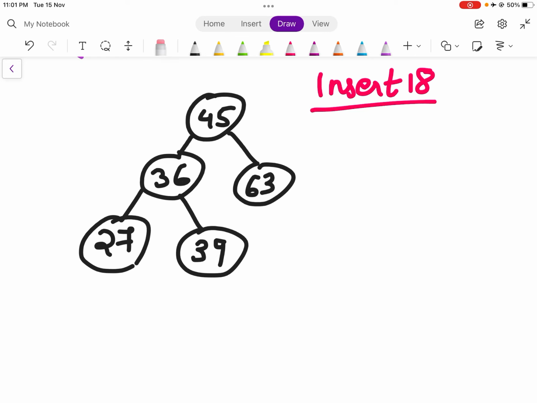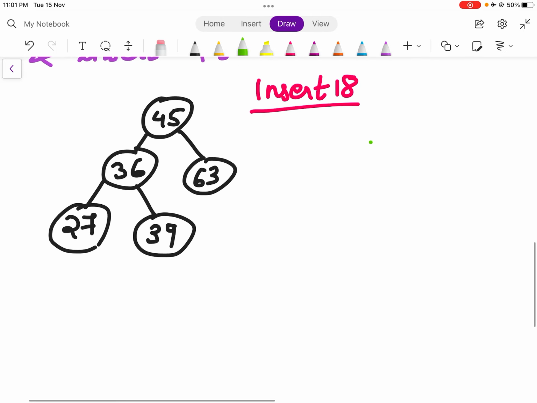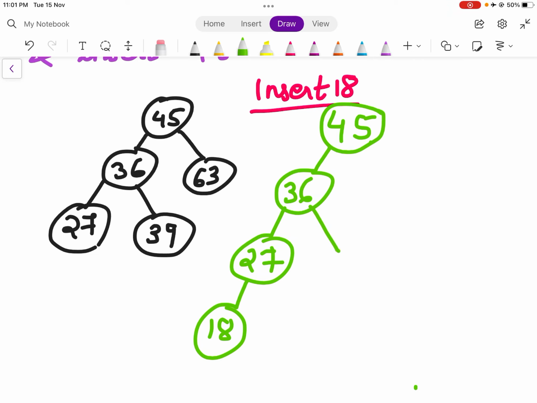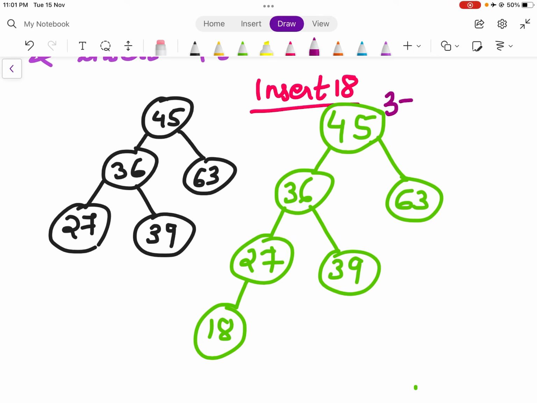According to the BST rules, 18 is less than 45, so it would be to the left of 45, lesser than 36, left of 36, lesser than 27, to the left of 27. So the new tree will be 45, 36, 27, then you have 18, then you will have 39 and 63. So the balance factor will be 3 minus 1, that is 2.